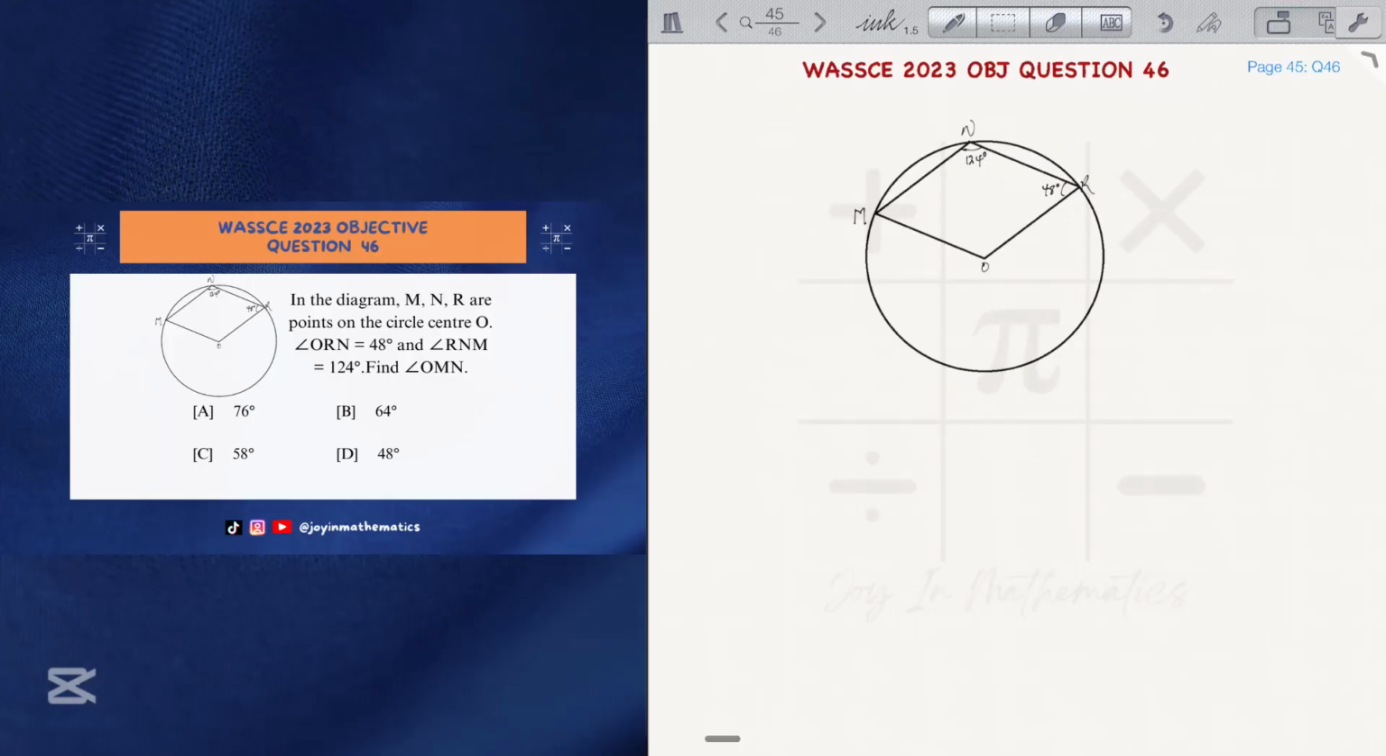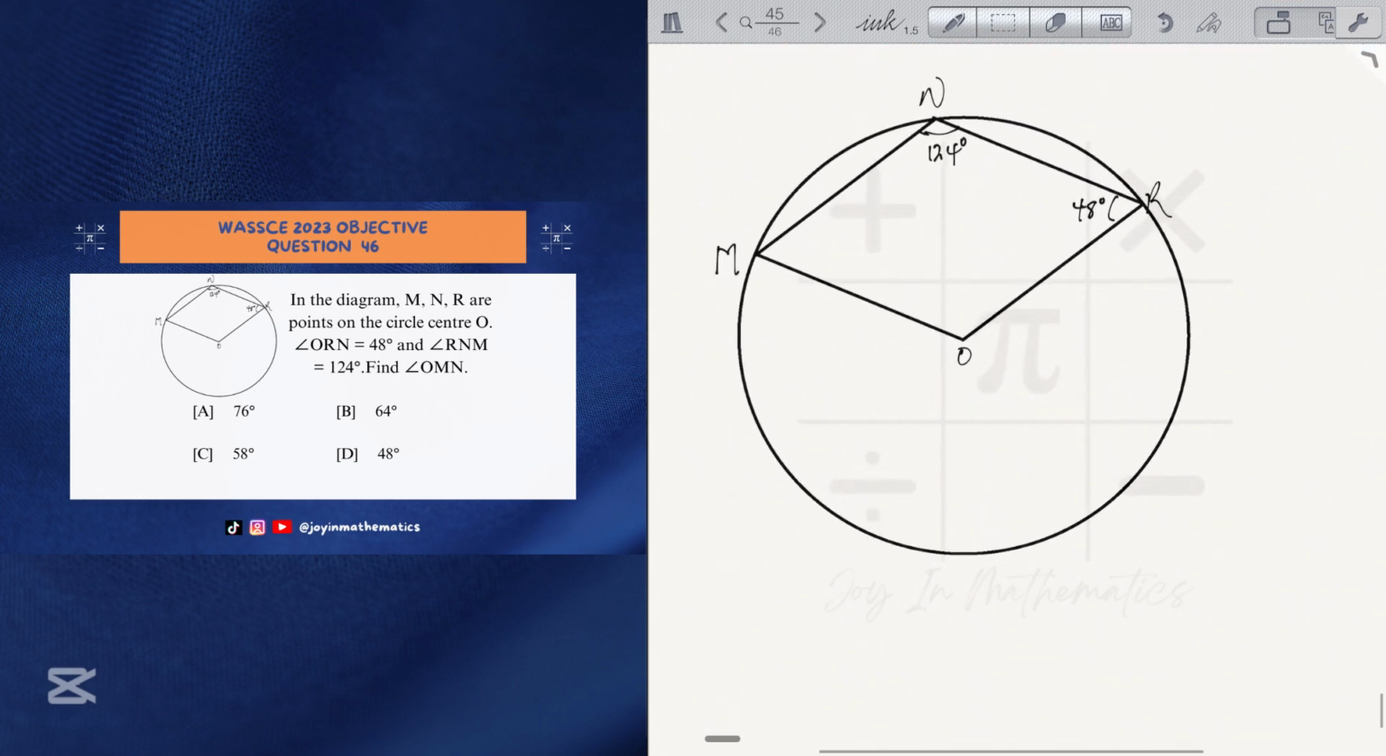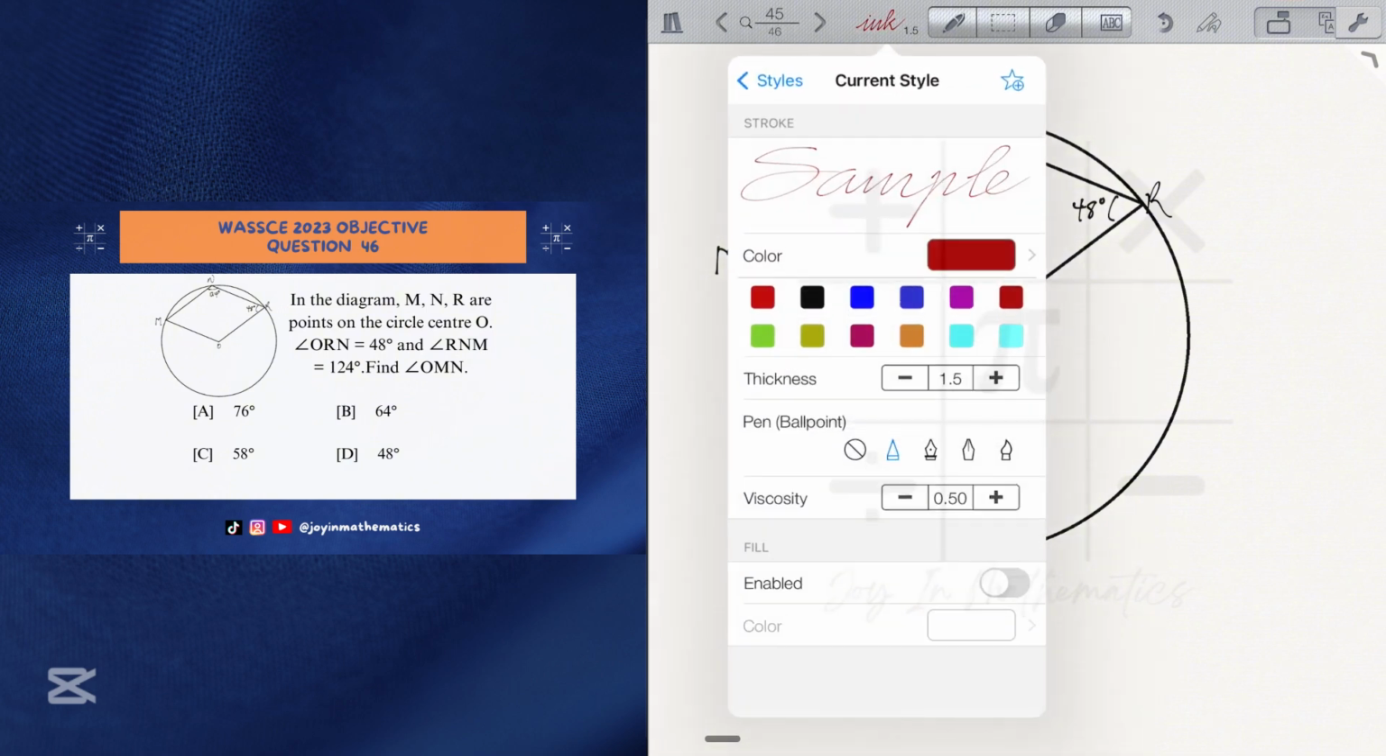WAEC 2023 objective question 46. We are graduating towards the end of the objective section, and the question reads thus: in the diagram, M, N, R are points on the circle with center O. Angle ORN is 48 degrees. Angle RNM is 124 degrees. We should find the angle OMN. So we are looking for this angle, OMN. Let's call it X.